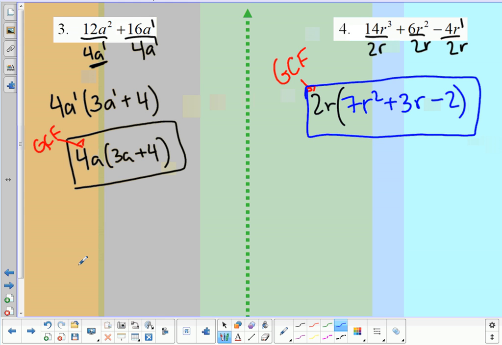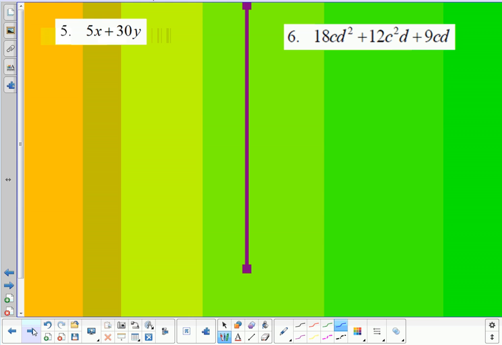Let's flip it over and take a look at the back. In number 5, I have 5x plus 30y. So I'd start with the numbers. If I look at 5 and 30, I can divide both of those by 5. Then I look at the variables. This term has an x, but this term has a y. So I can't take out any of the variables because they don't have anything in common.